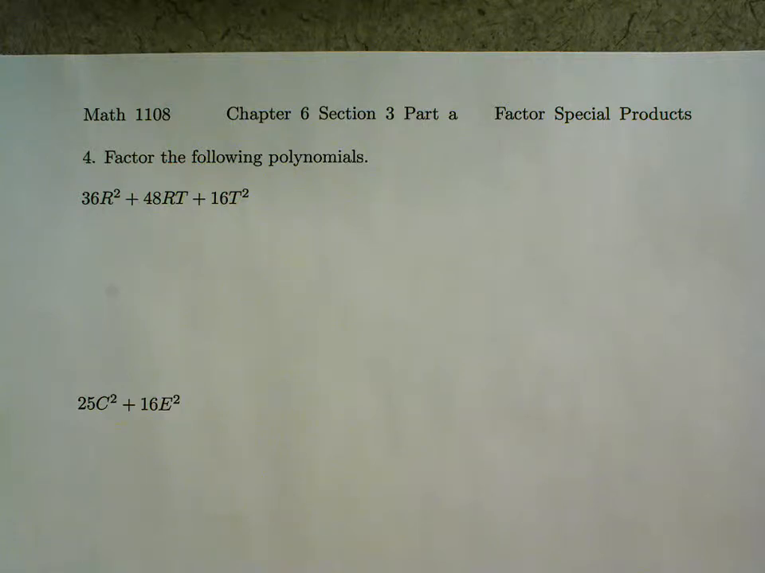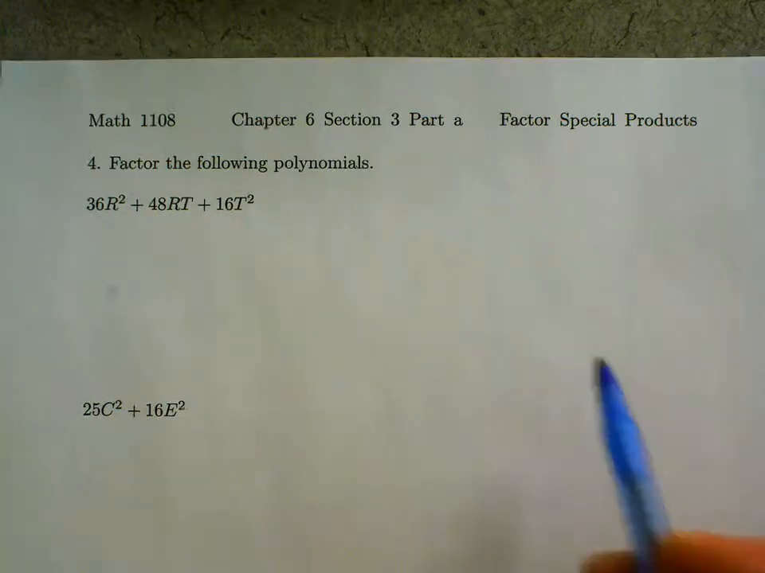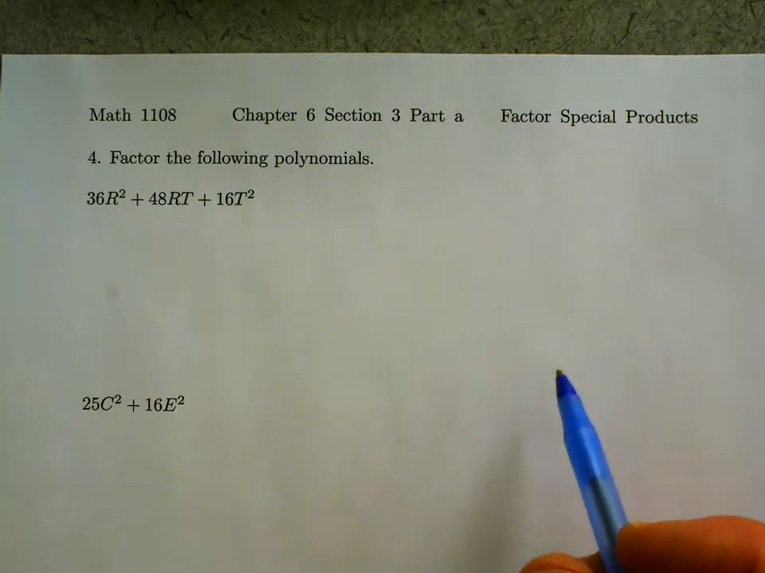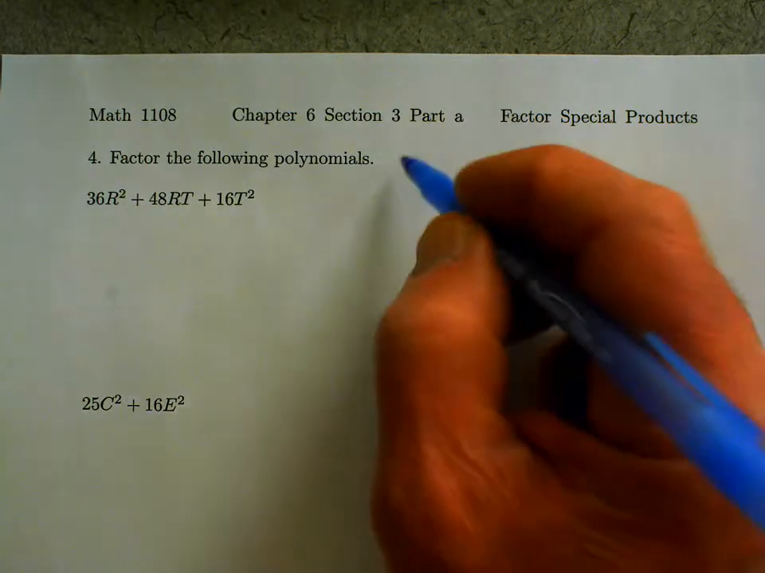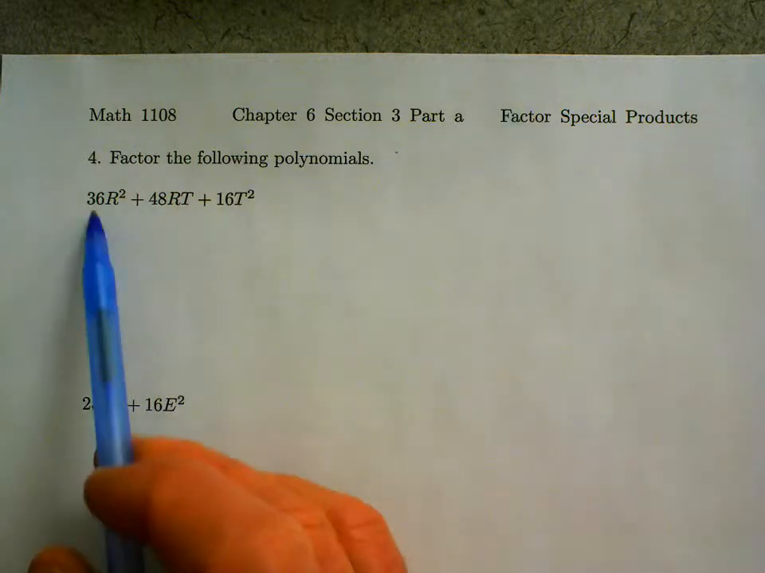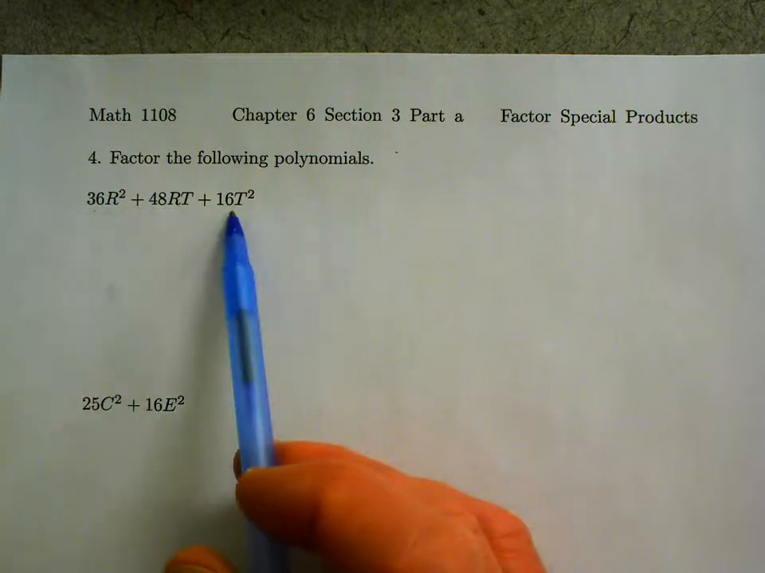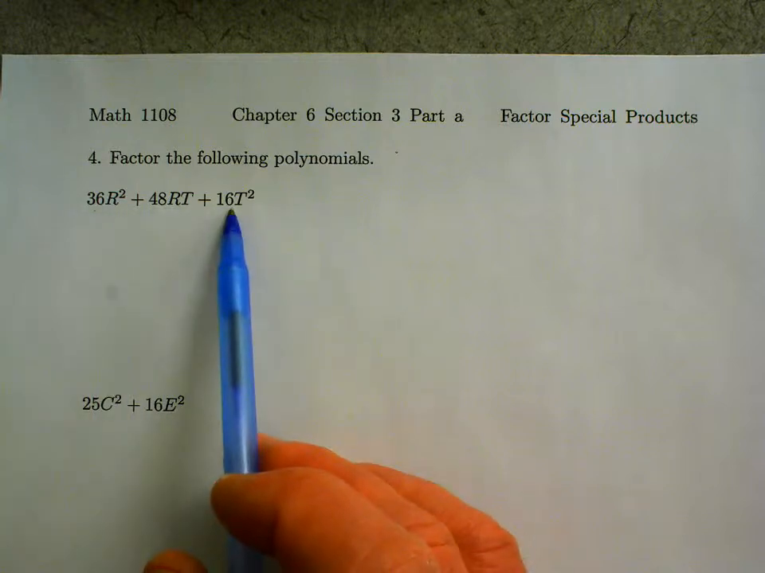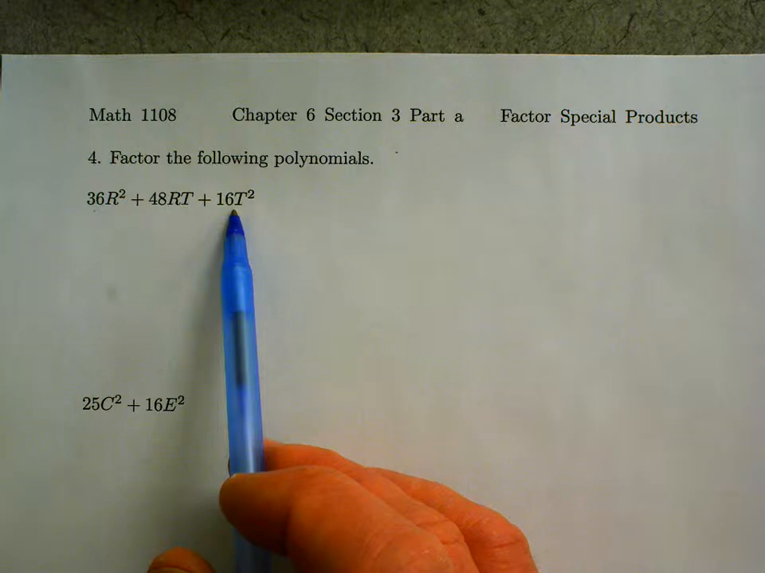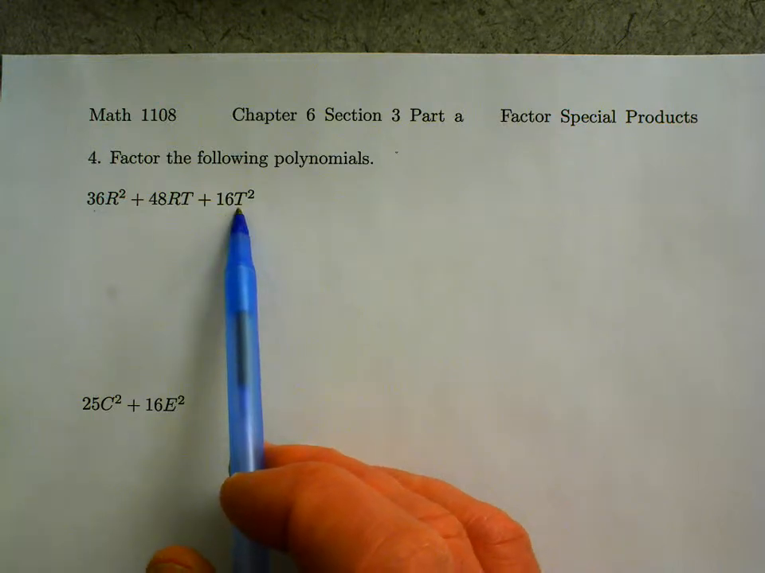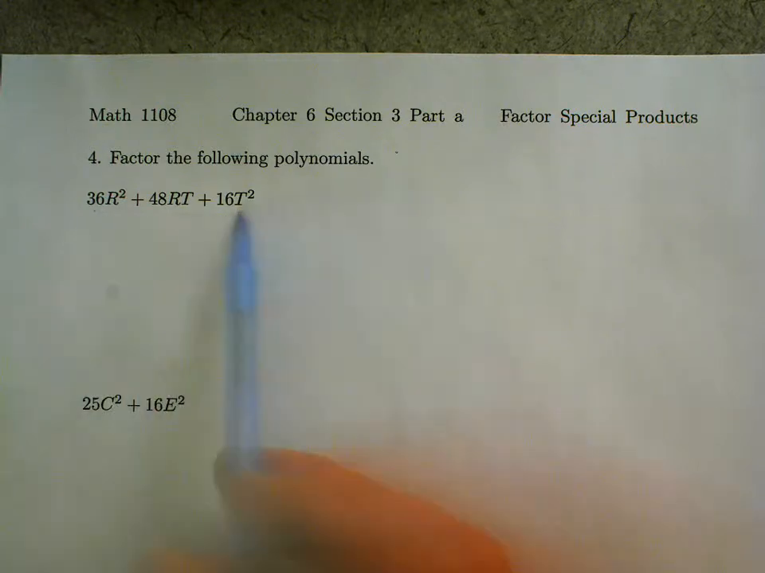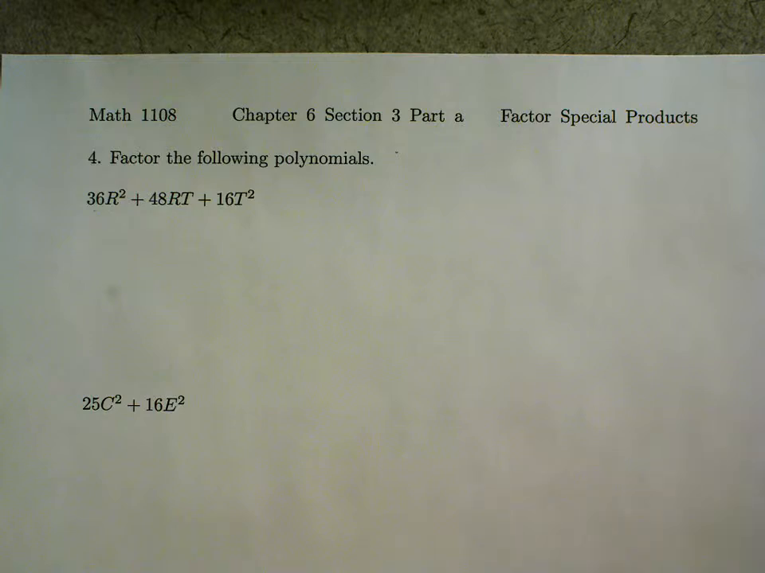The greatest common factor is greater than 1. So even though 36r to the second is a perfect square on the left, and on the right, 16t to the second is also a perfect square, the greatest common factor is still greater than 1.